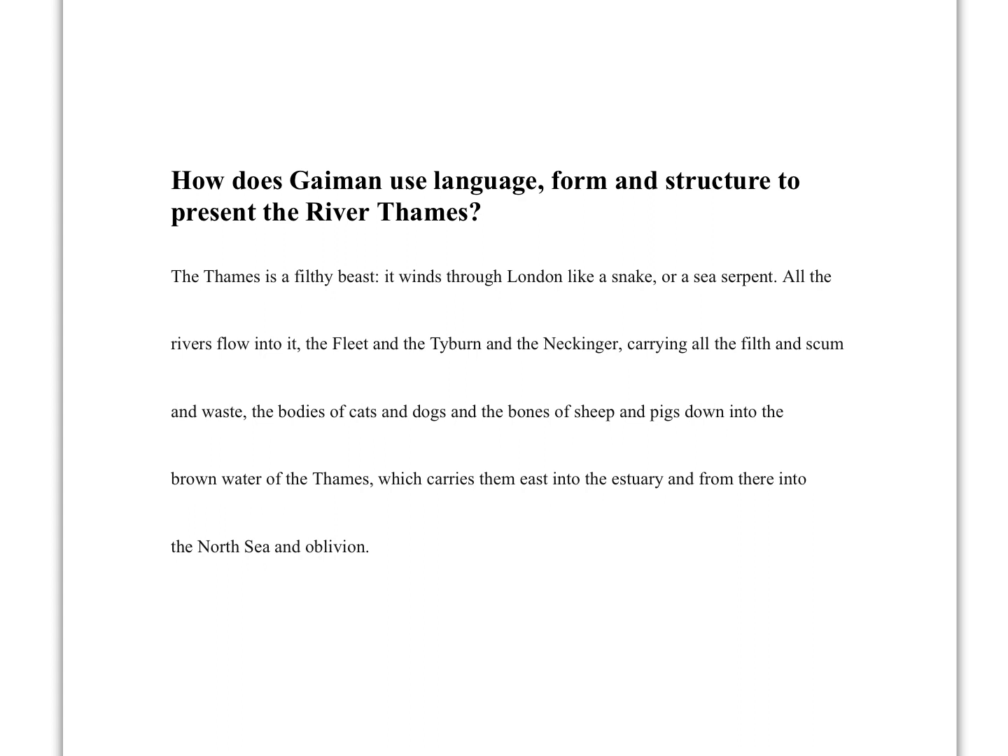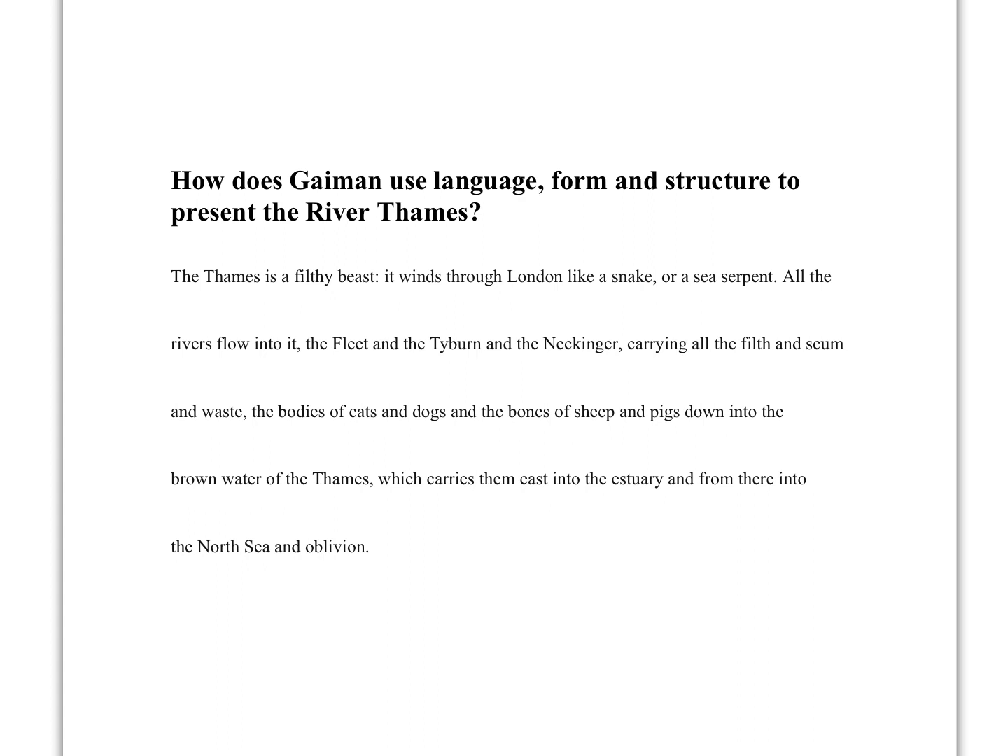So the Thames is a filthy beast. It winds through London like a snake or a sea serpent. All the rivers flow into it, the Fleet and the Tyburn and the Neckinger, carrying all the filth and scum and waste, the bodies of cats and dogs and the bones of sheep and pigs down into the brown water of the Thames, which carries them east into the estuary, and from there into the North Sea and oblivion.